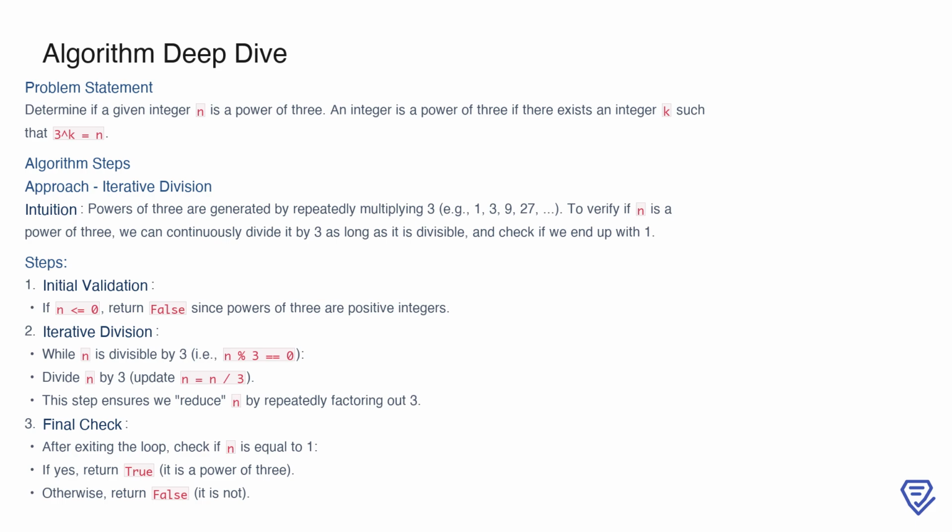Finally, we check the result after the loop. If n has been reduced to 1, it means n is indeed a power of 3, so we return true. Otherwise, we return false, indicating that n is not a power of 3.